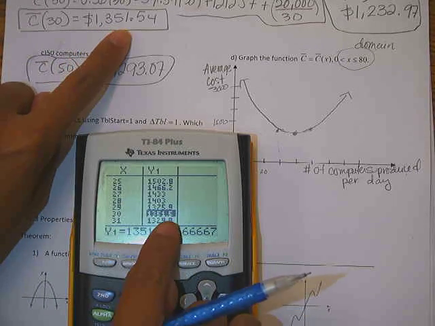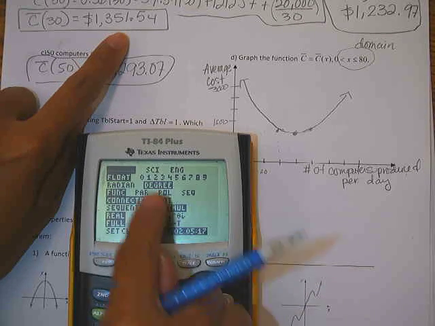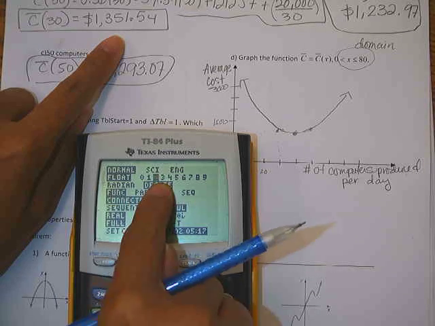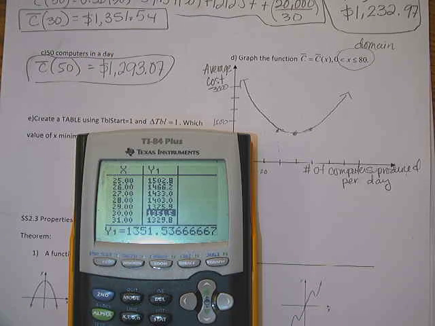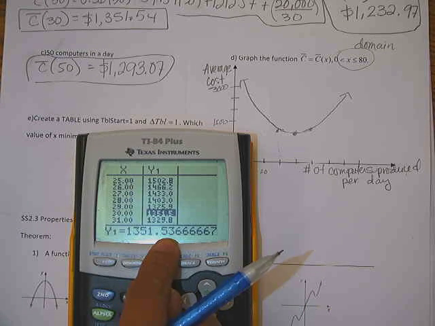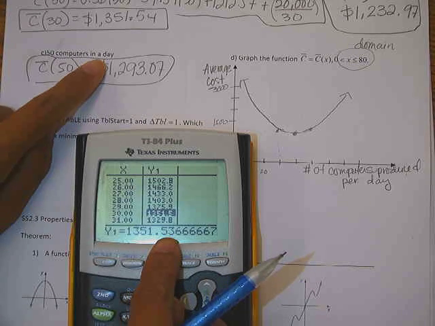And then it rounded to 0.5, so let's go to mode. I want it to round to 2 decimal places. Can you guys see that right there? Float 2 decimal places. So let's hit enter, and let's go back to the table again. Oh, that didn't do it. Let's see. Look at that. Oh, on the bottom. There. Okay, so on the bottom, it shows 1351.54, which is what we have.